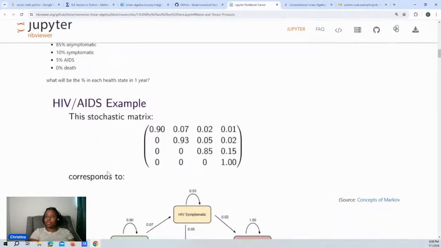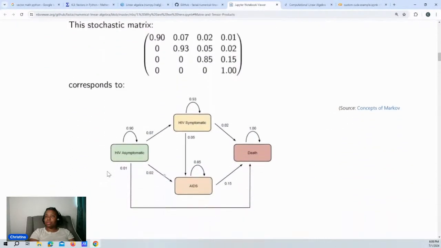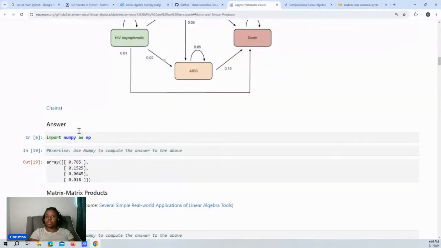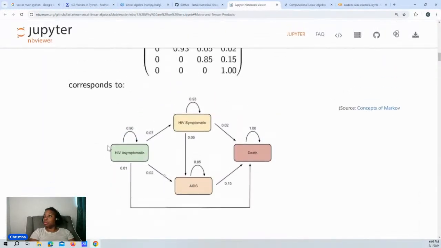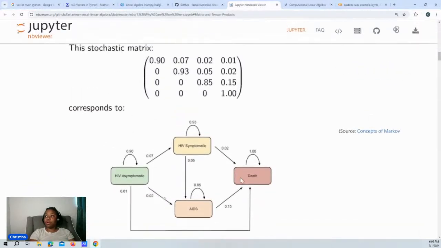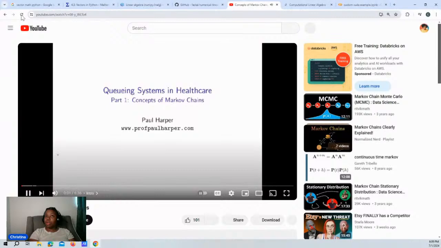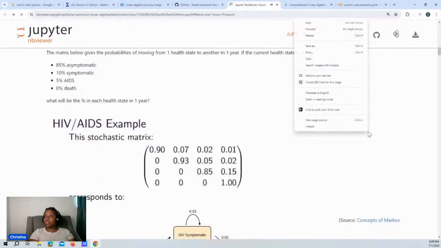We're trying to predict for 1 year. So how do we do that? And so this is a Markov chain. Where's this source? Okay, let's actually watch that in a different tab.